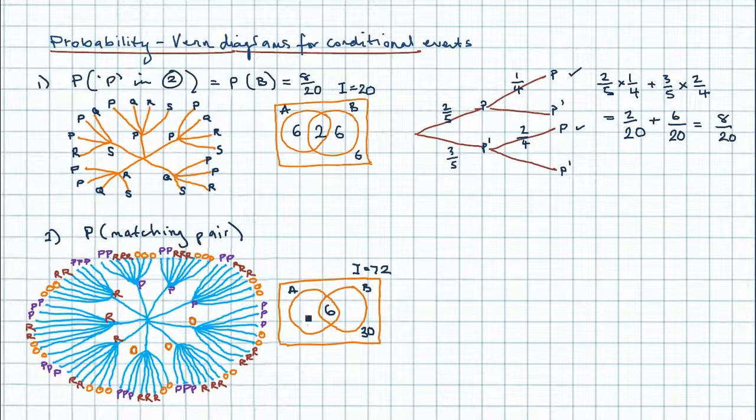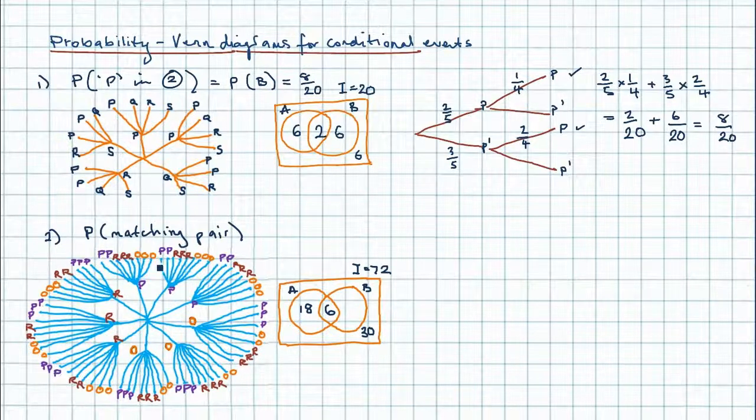Now, what about here? When we only draw a purple sock in the first round, well, that's got to be here. And here we've got our occasions when we don't draw a purple sock. So it's 1, 2, 3, 4, 5, 6. So it's 1, 2, 3 times 6, giving us 18 when we only draw it in the first round.